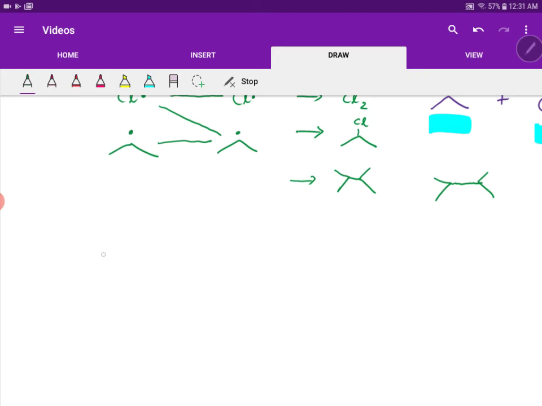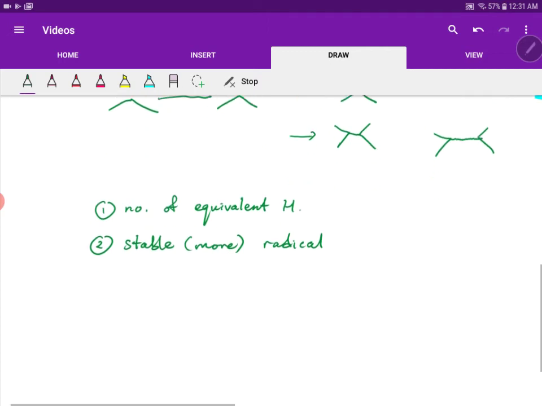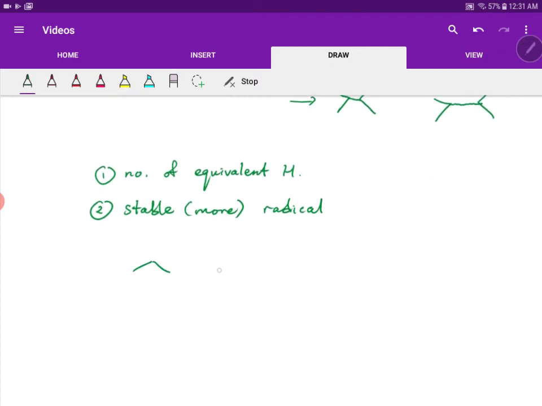So there are two factors. First, the number of equivalent hydrogen. Then the other one is in our propagation step, which is the more stable radical. I mentioned in the previous video that the more stable radical will have a higher chance of being formed, so the rate of reaction of that will be higher. So let's compare these two radicals here.